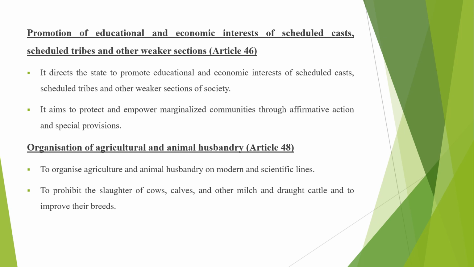Now comes Article 48. Article 48 talks about organization of agricultural and animal husbandry. The first part of Article 48 comes under the liberal intellectual principle, and the second part of Article 48 comes under the Gandhian principle. So basically this article emphasizes the state's responsibility to protect cows and calves from slaughter and to promote animal husbandry practices.